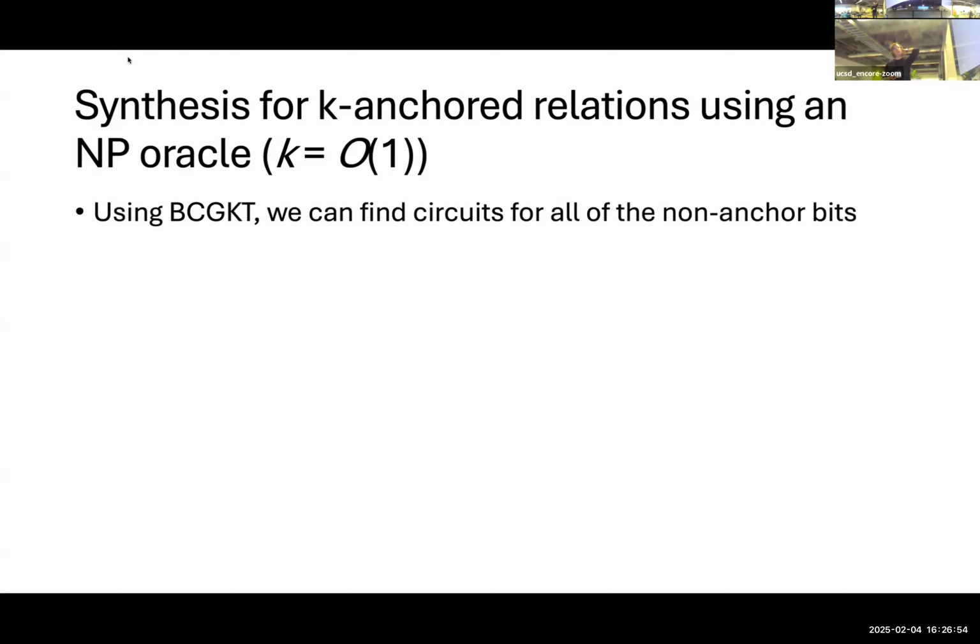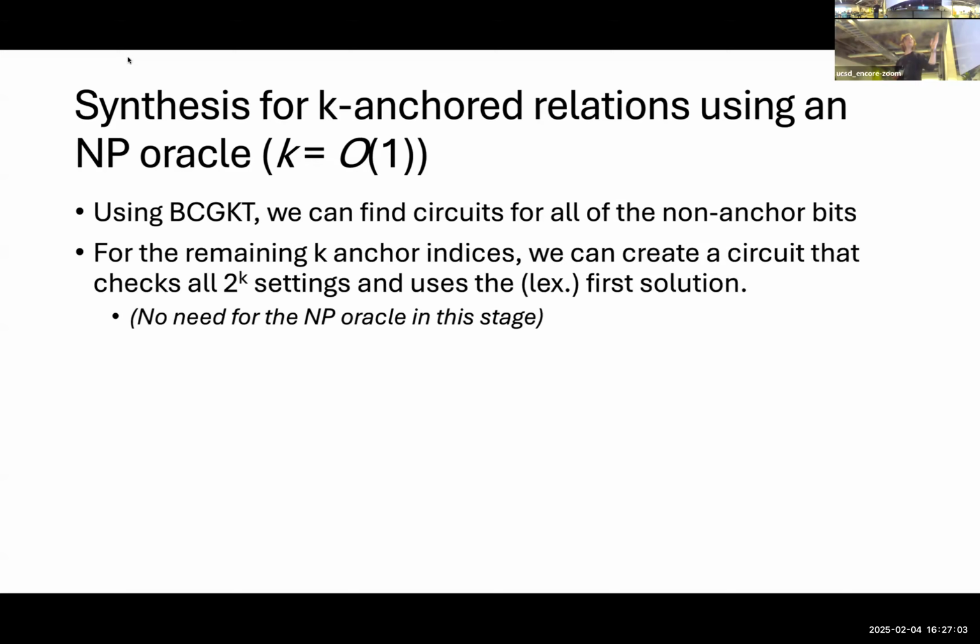So iteratively, I can find circuits for the non-anchor bits. If there's a sufficiently small number of anchor bits, then for the remaining indices, I can just try all possible solutions and take the first one that works. Okay. And because I have this specification where I can plug in my Skolem functions for the rest, this is actually efficient. Okay.